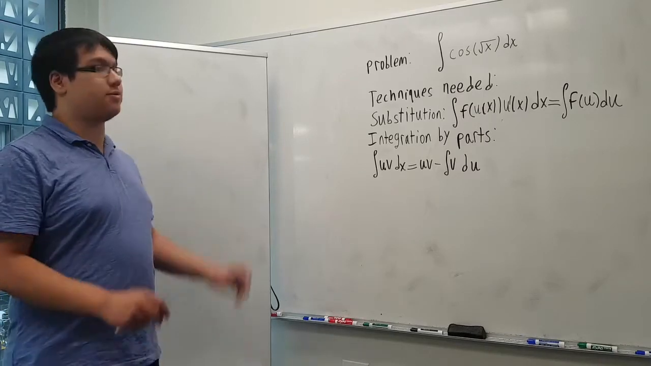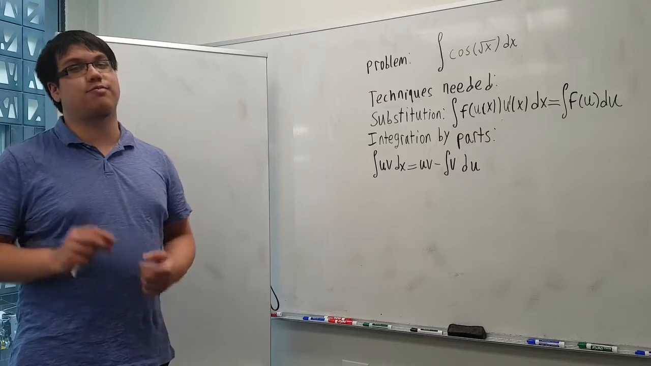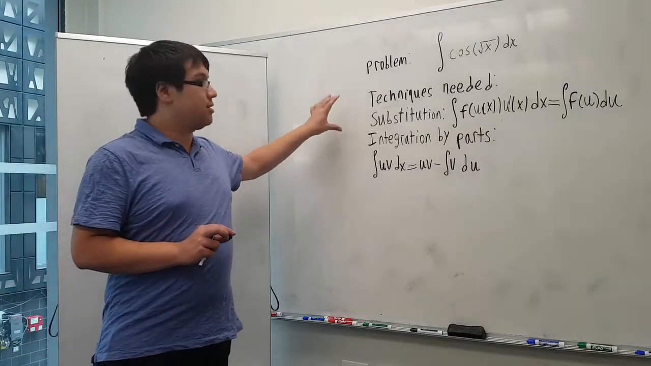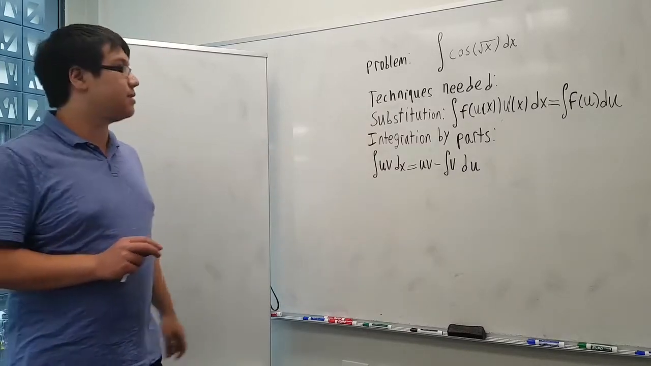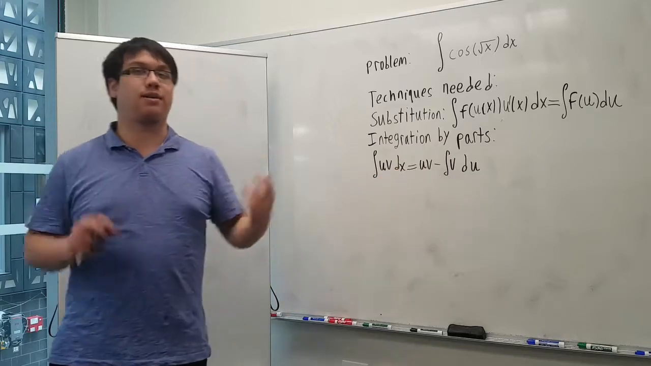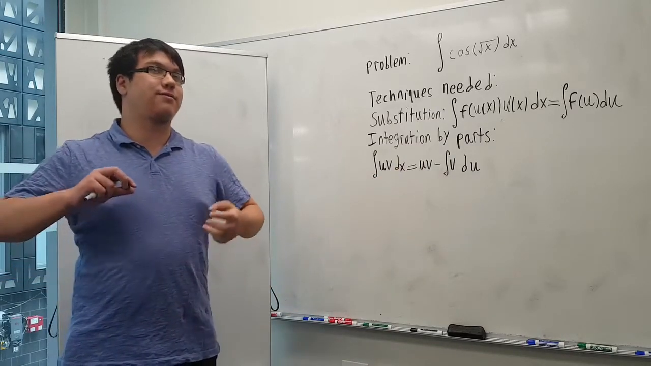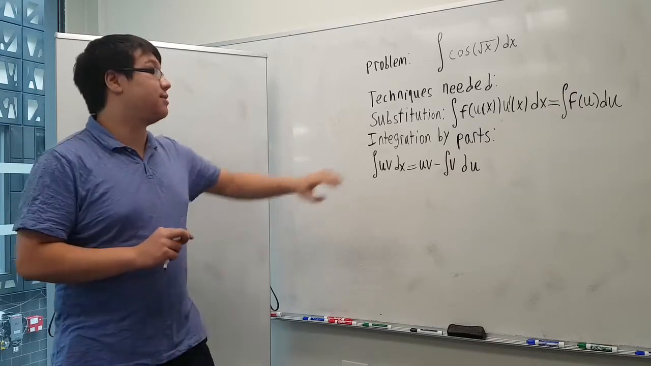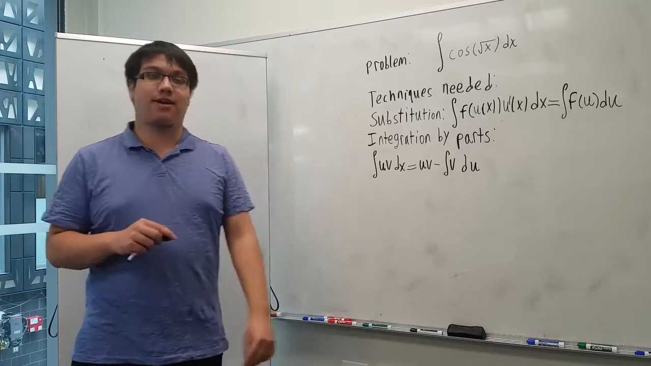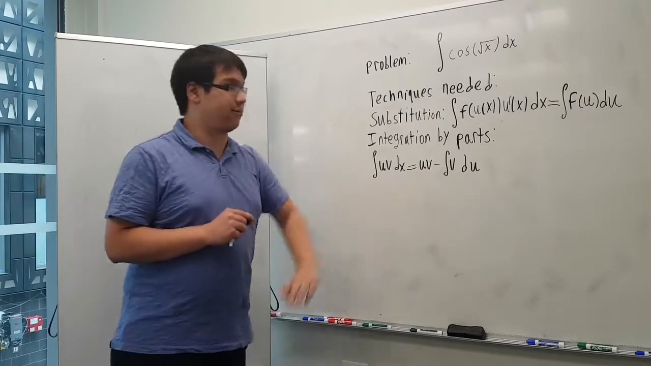Alrighty, so in this problem, we want to find the indefinite integral of cosine of square root of x dx. Techniques I'm going to use are integration by substitution, illustrated here. If you have some function of another function times its derivative, it's just the integral of taking that function as a variable, right? Better illustrated over here. And integration by parts. If you have an integral of a product of two functions, you just follow this formula right here.